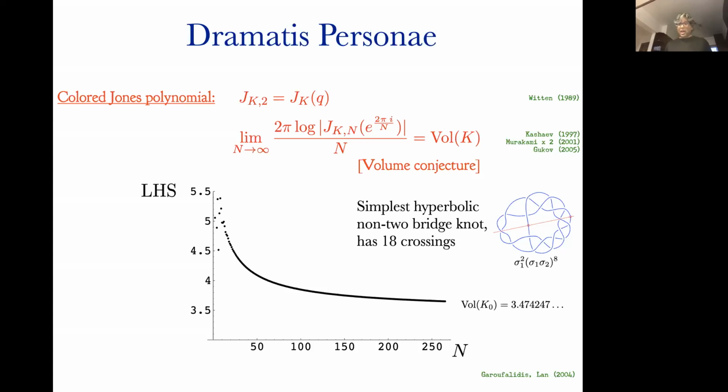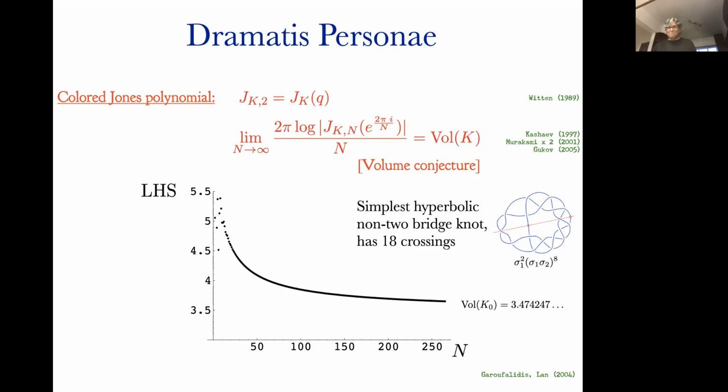It turns out that this conjecture applies in the n goes to infinity limit, and you can test this for simple knots. One of the simplest knots for which we can do this test is called K0. It's an 18 crossing knot. I've shown a picture of it. This knot is simplest not in terms of it having a small number of crossings. It's simplest in the sense that a very small number of ideal tetrahedra are needed to perform the triangulation I talked about.